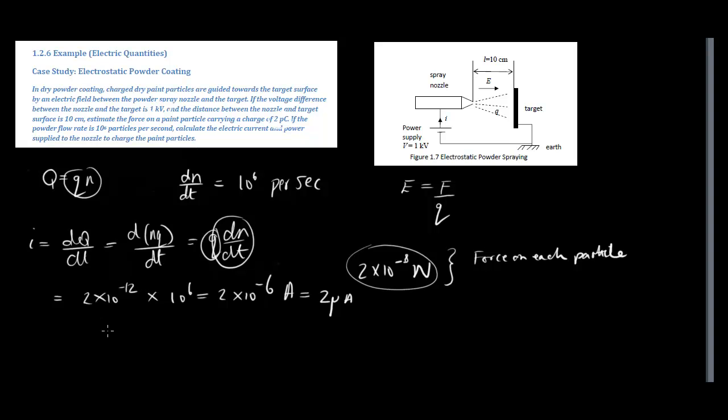How do we find out power? Well, power in terms of electricity is equal to VI, so V times I. V is our voltage and I is our current, which we just worked out. V is 1,000. Remember, 1 kilovolt is 1,000 volts, and we always express it in volts, the SI unit, times our current, which is 2 times 10 to the minus 6. This gives us 2 milliwatts, because this is 10 to the 3 times 10 to the minus 6, so it's reduced to 10 to the minus 3. So that gives us 2 milliwatts.